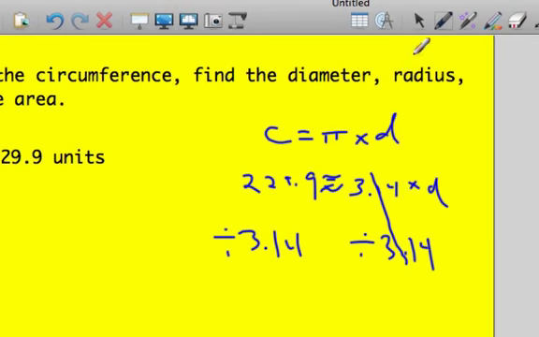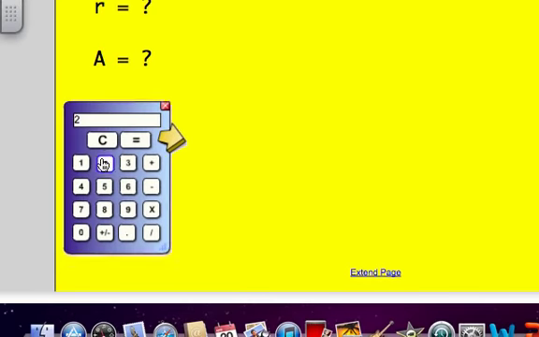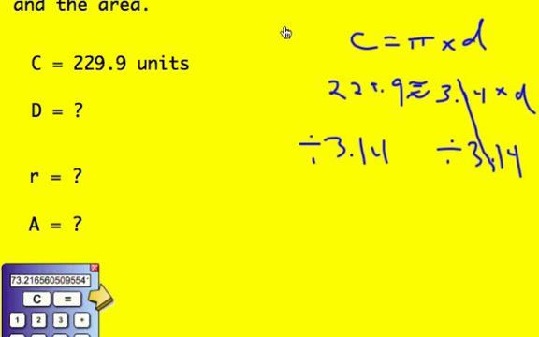And I have no idea what that equals, so I'm going to punch those numbers into my calculator. So let's see, 229.9 divided by, where did my divided by? Oh, there it is. Okay, they have a complicated calculator. I'm looking for the other symbol for division. Divided by 3.14. And that would be about 73. We'll put 73.217.